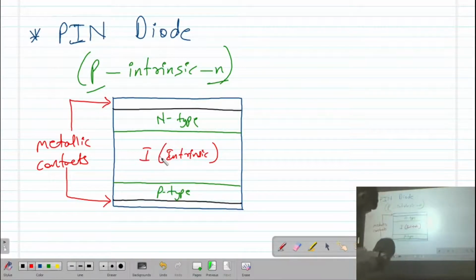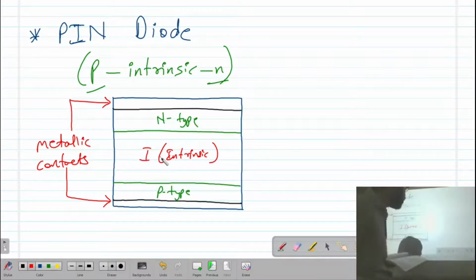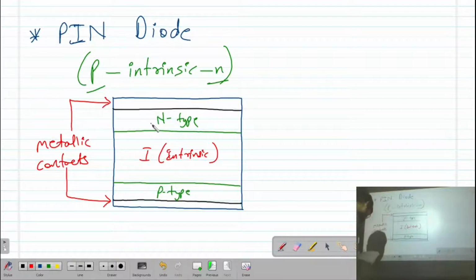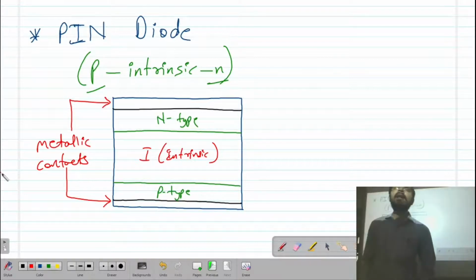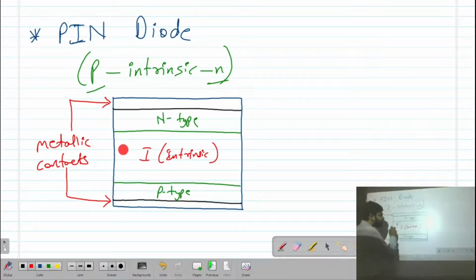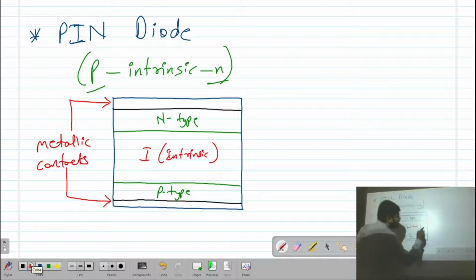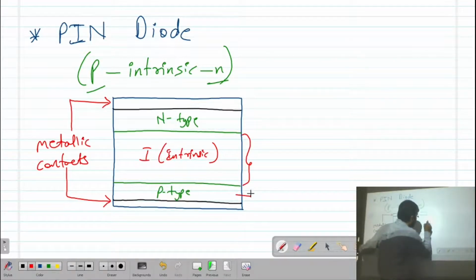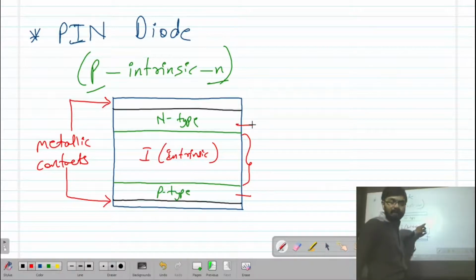Now let us see some of the statements. It has been observed that in a pin diode, the semiconductor wafer has a heavily doped narrow p-type region and a heavily doped narrow n-type region, separated by the intrinsic semiconductor. You can see the thickness of this intrinsic material is greater as compared to the p-type and n-type material.